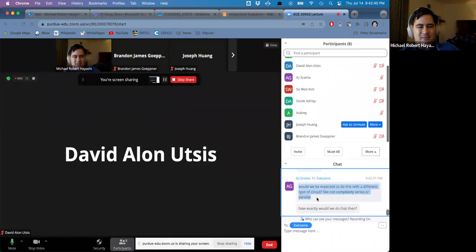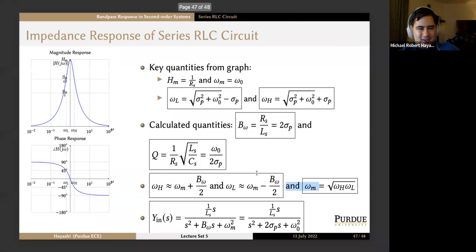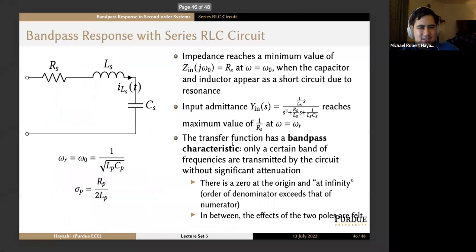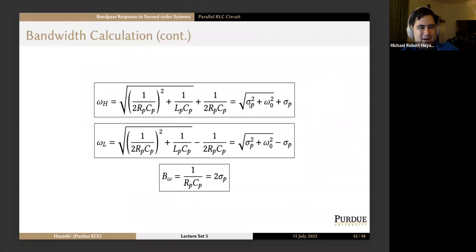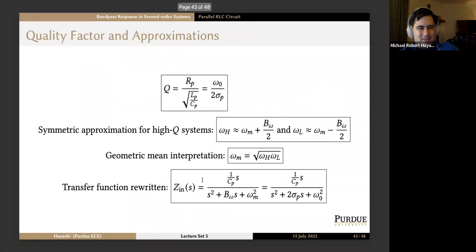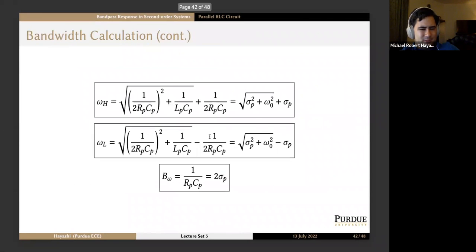Aubrey: Would we be expected to do this with a different type of circuit, like not completely series and parallel? How exactly will we do that then? That's a good question for homework. I gave you the bandwidth calculation to find omega H and omega L. You would actually have to go through the math, figure out what omega H and omega L satisfy, and you would get very similar relationships to what you see here.